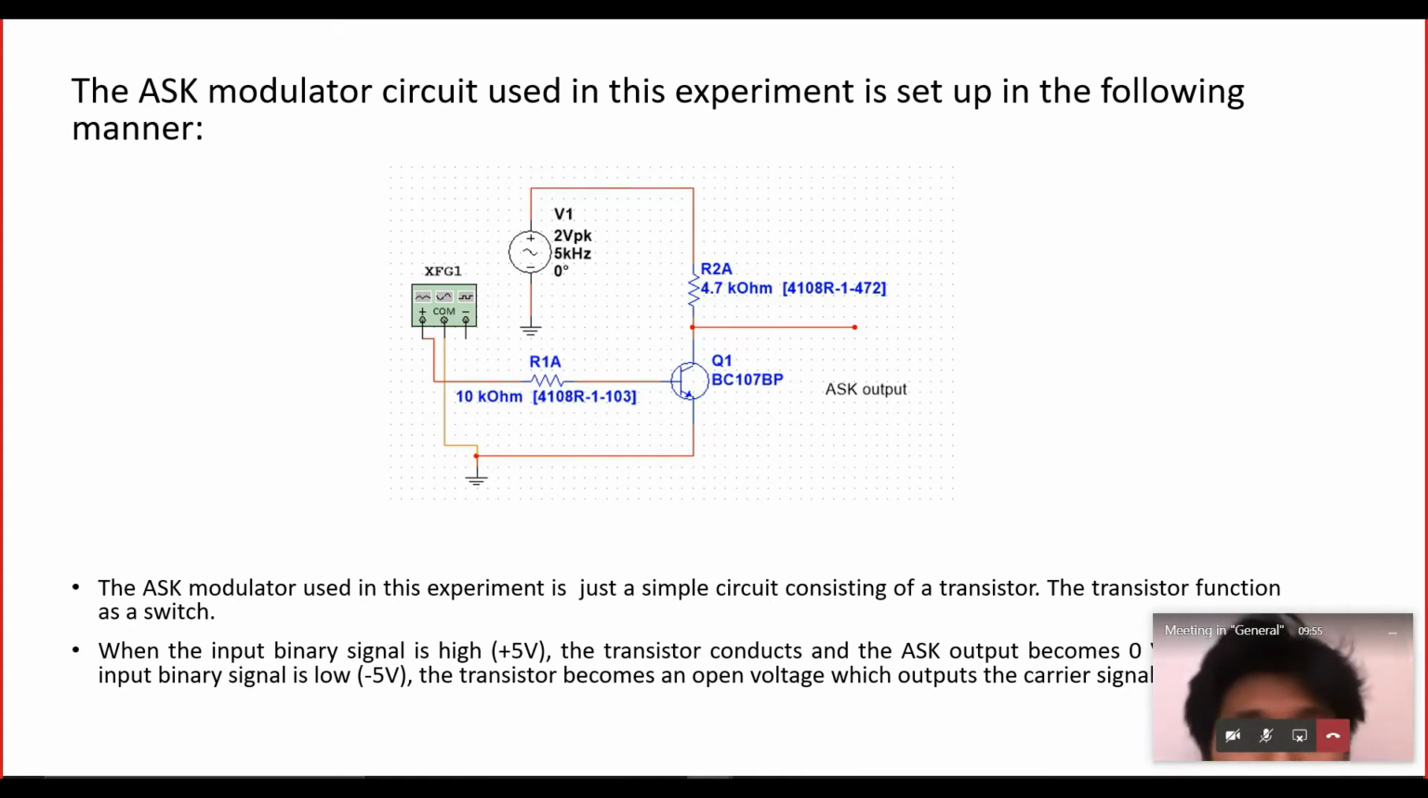Yung input binary, kapag po yung input binary is high, the transistor will be active. Yung collector and emitter magiging short. Kaya yung output magiging 0 volts. Pag low naman yung input binary signal, yung transistor nagiging open. Yung carrier signal dadaan sa collector, kaya nagkakaroon ng output. Next slide.